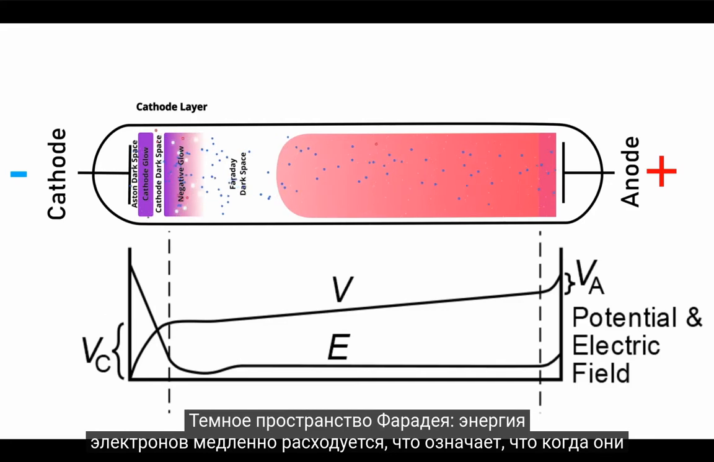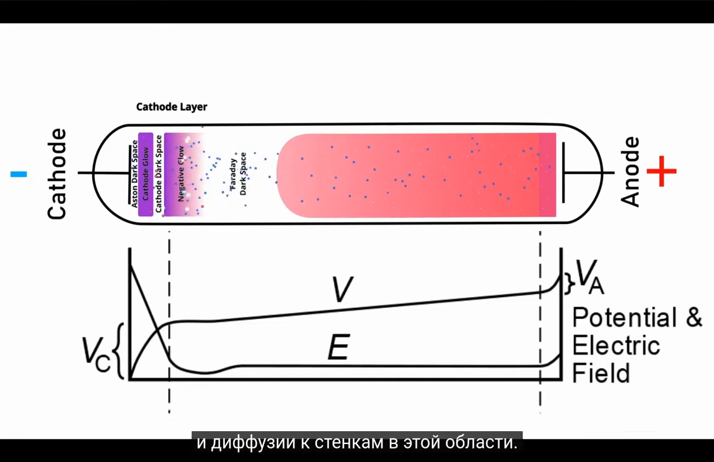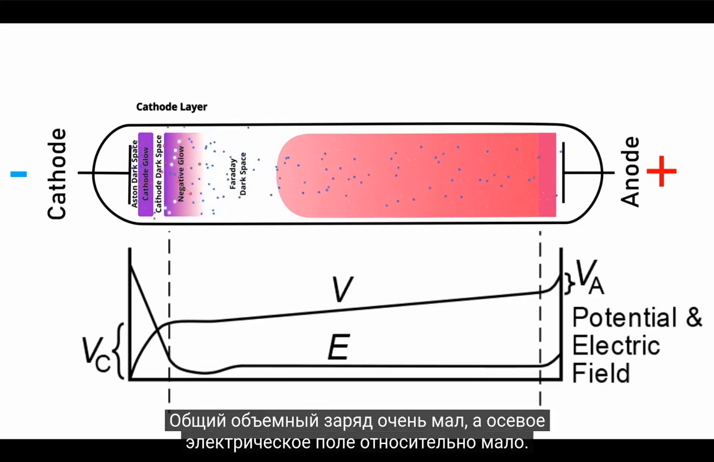The Faraday dark space. The energy from the electrons is slowly used up, meaning once they reach the Faraday dark space, their energy is low, and electron density decreases by recombination and diffusion to the walls in this region. The net space charge is very low and the actual electric field is relatively small.